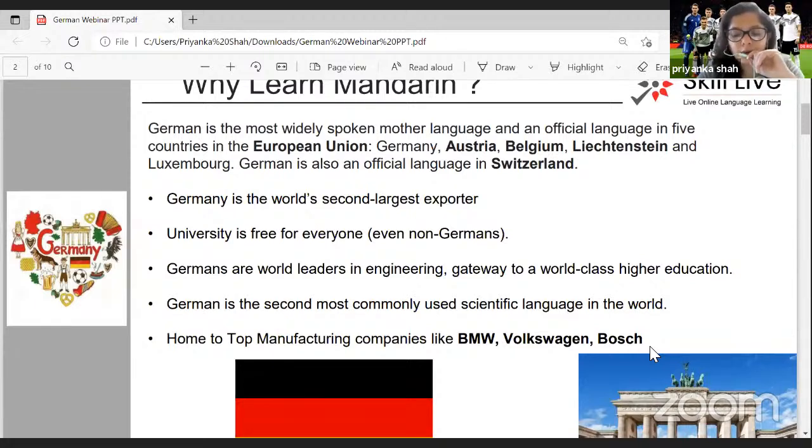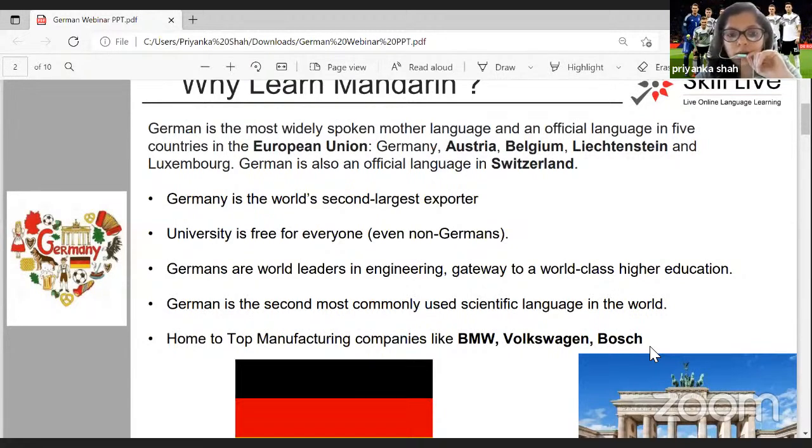University is free for everyone. So the master's degree, if you know the language and if you have got that score, can be free of cost. That means there are no tuition fees. It is not only for the Germans, but also for students who go from India. So if you're planning to go for engineering or science or something like that, you can definitely look at Germany as one of the options.